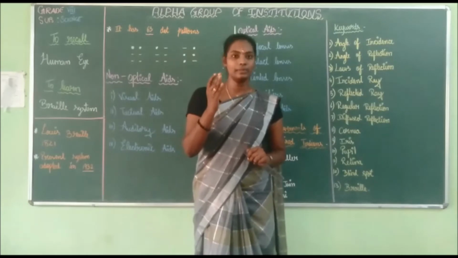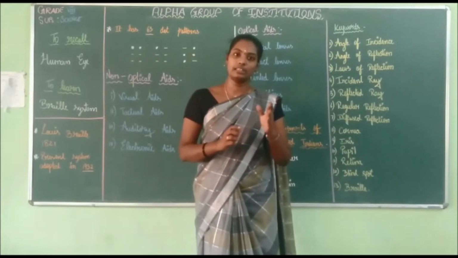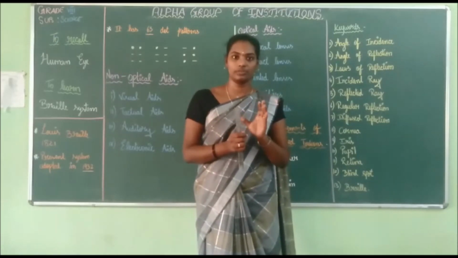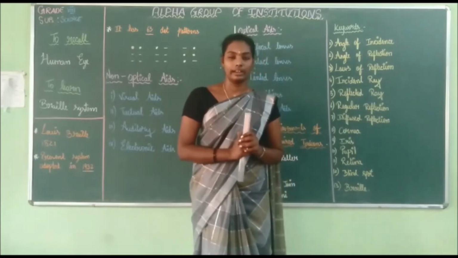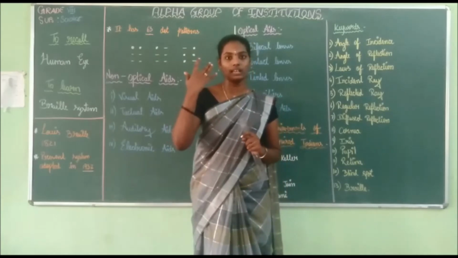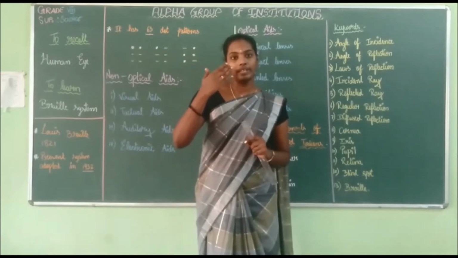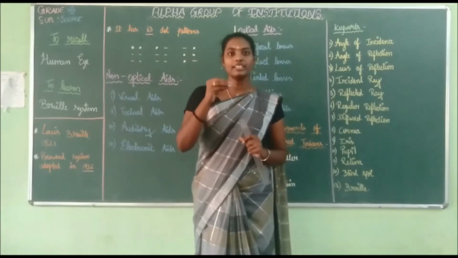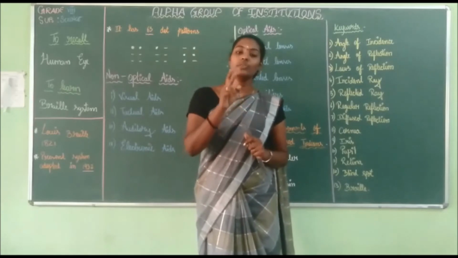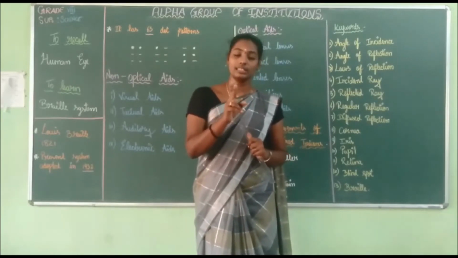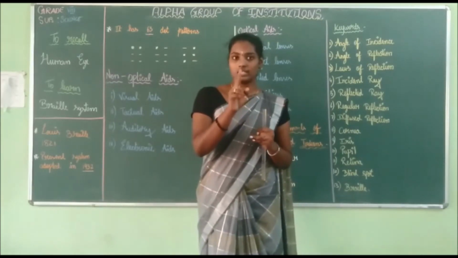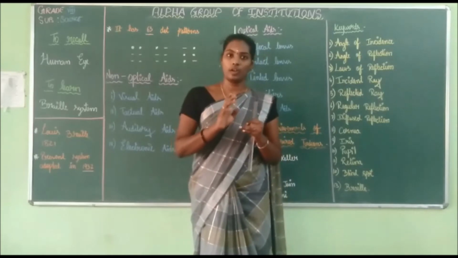And then the ciliary muscle. The ciliary muscle can increase or decrease the thickness or size of the lens. And then the retina. In our eyeball, the retina is placed behind the eye, and the image is formed on the retina. This retina consists of two light sensitive cells. They are cones and rods.